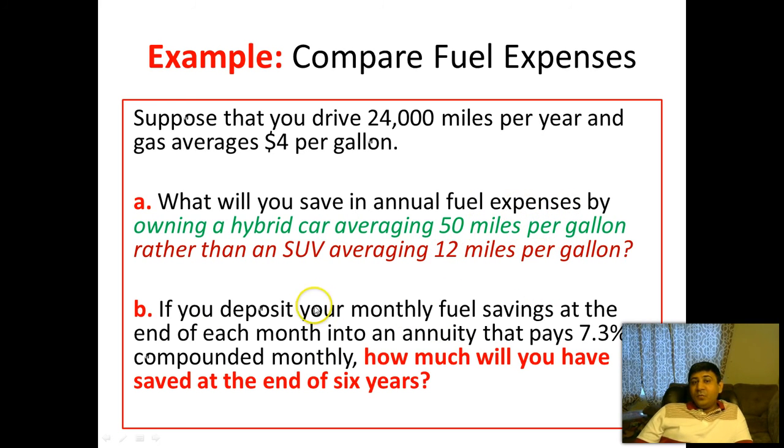Now, the second part is just to make this deal, whatever we save, more lucrative. Whatever you save by driving a hybrid, if you put it into a savings account, again a very good savings account which pays over 7% compounded monthly, how much will you have at the end of 6 years? Very good example, and probably it's sort of an advertisement for a hybrid car. But let's look at the math behind it.